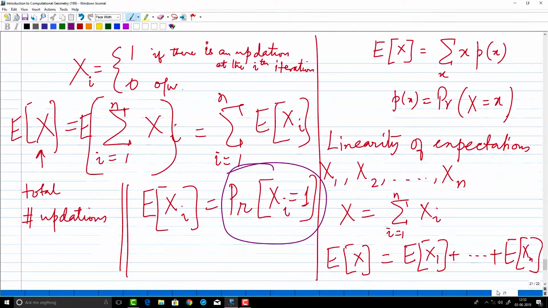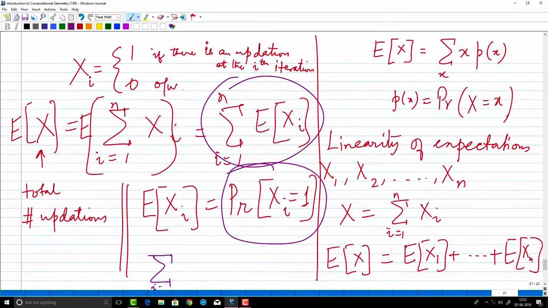So, I need the expectation of capital X. This is nothing but the sum from i equals 1 to n of 1 by i, which is a harmonic series, and asymptotically this goes to log n. So, what was a very messy calculation if you went in the forward direction now becomes a neat, nice calculation if you do a backward analysis.